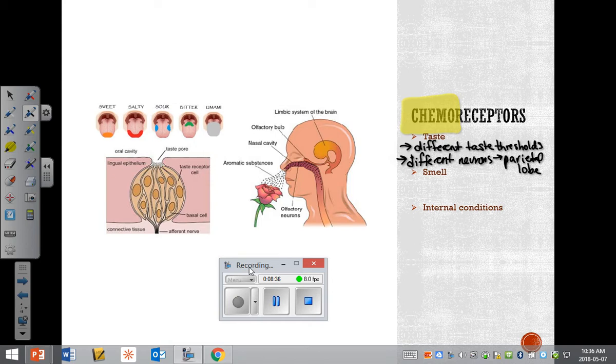This is what it looks like on your tongue. You have a pore. Inside the pore are specialized cells. Those are your taste receptors. And then there are neurons that go together to make a nerve.